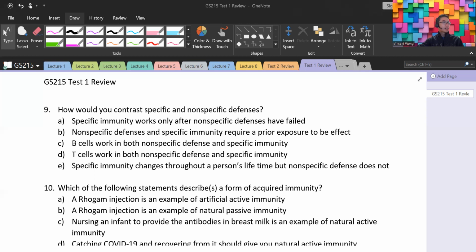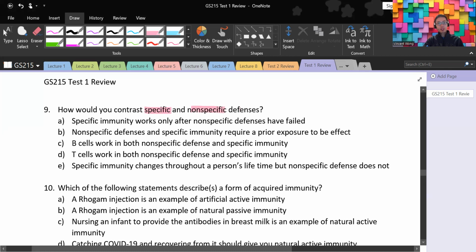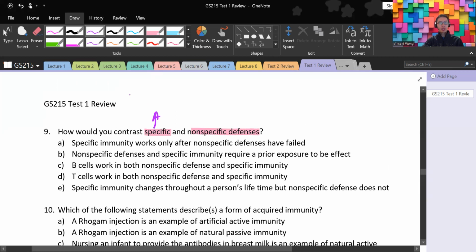Okay, it has been almost 2 minutes. I only have 7 responses, but that's okay. We'll take it up. This is a little bit tricky, right? So basically, you're being asked to compare specific versus non-specific defense. Specific defense is, of course, talking about adaptive immunity, whereas this is talking about innate immunity. So let's take a look. Specific immunity works only after non-specific defenses have failed.